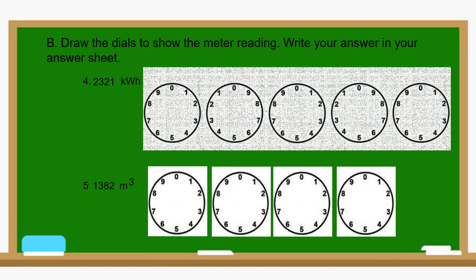Letter B. Draw the dials to show the meter reading. Write your answer in your answer sheet. Number 4. 2,321 kilowatt hour. Number 5, 1,382 meter cube.